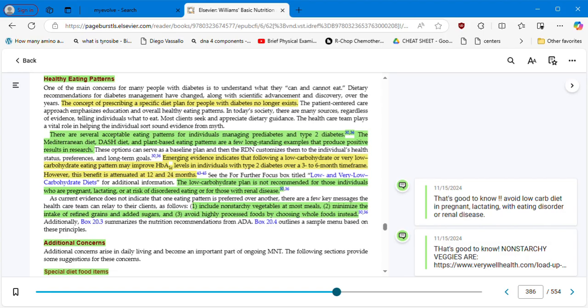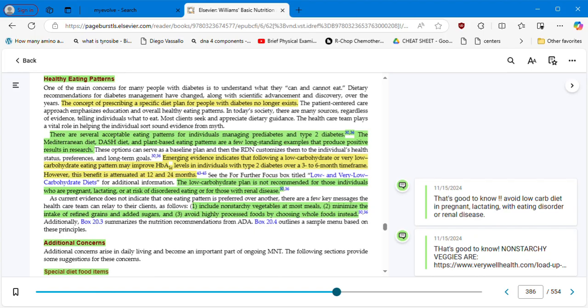Emerging evidence indicates that following a low carb or very low carb eating pattern may improve A1C levels in individuals with type 2 diabetes over a 3 to 6 month time frame. However, this benefit is attenuated at 12 and 24 months. Yes, so it can work at the beginning, but close to 2 years, it's not going to be easy to follow, or probably the body is going to adapt to different habits. So I don't think it's going to work.